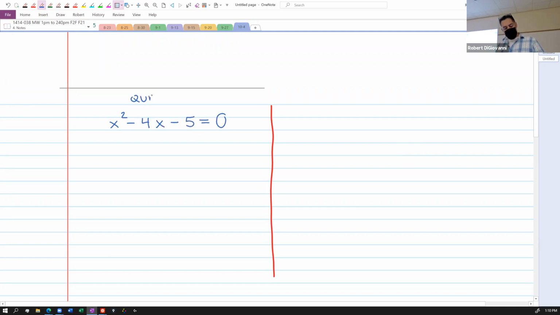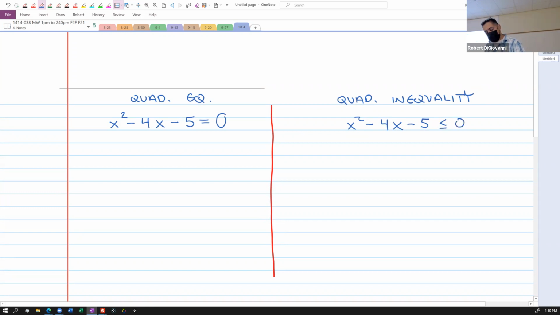That's a quadratic equation. We studied those last class, right? We know how to solve those from last class. And then over here, I'm going to put a quadratic inequality. So here's the bad news. Let me put the inequality: x squared minus 4x minus 5, less than or equal to 0.